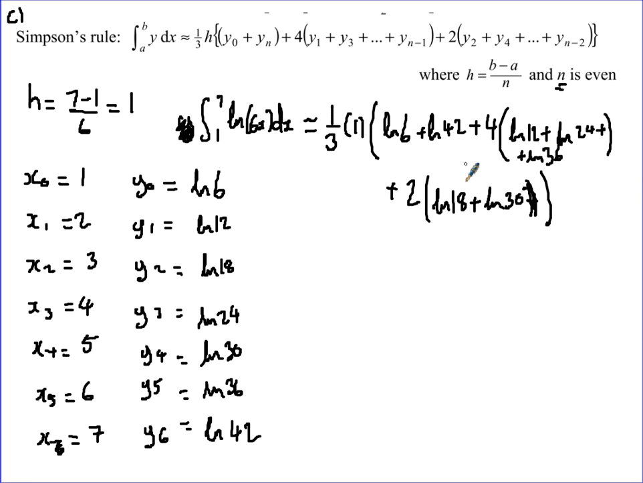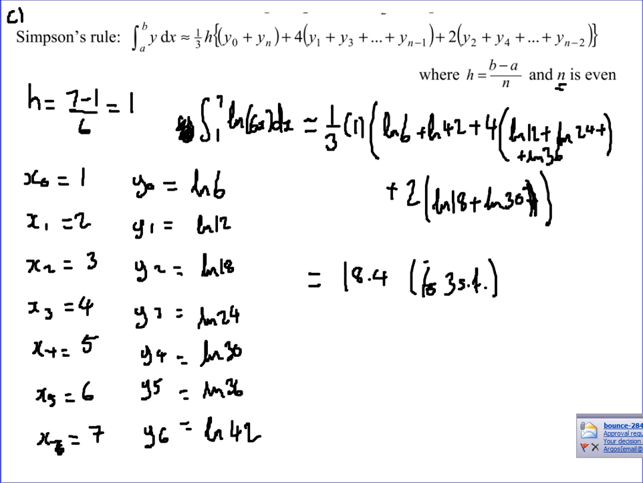I add these together, put them in the calculator, and what you will then get out is 18.4 to 3 significant figures. It must be bang on 18.4, no others apart from that.